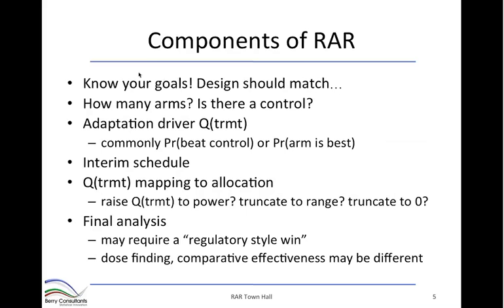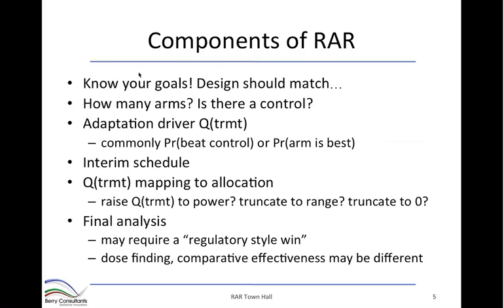All right, so what are the components of an RAR design? One of the first things is to know what your goals are. Certainly your design should match. I'm going to spend a lot of time as we go forward enumerating a set of goals. But is it important to treat patients outside the trial well? Am I conducting this study in Alzheimer's because I recognize I'm going to have millions of people with Alzheimer's and I want to make sure those millions of external subjects are treated well?